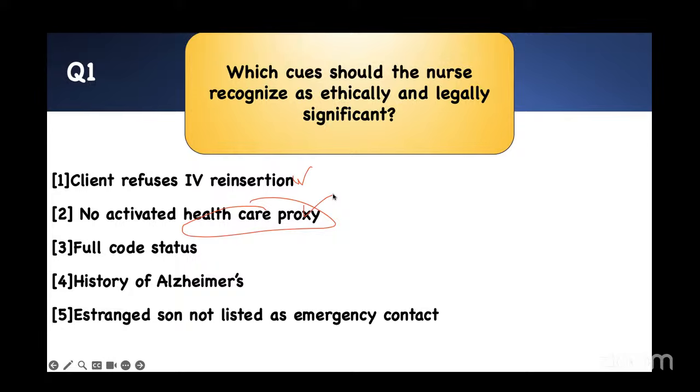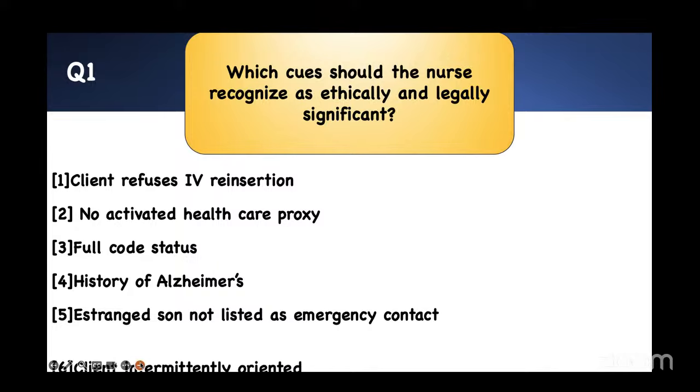Being a full code status does not affect your ethical problem. And the fourth one, if you have Alzheimer's, you have to worry about him making a decision. That's a problem, right? And then the son is not available. This is a problem, right? There's no emergency contact. If something happened to the patient, what are we going to do? So those are your right answers. Being a full code is not a problem, but 1, 2, 4, and 5 are an ethical situation you have to deal with in this situation.